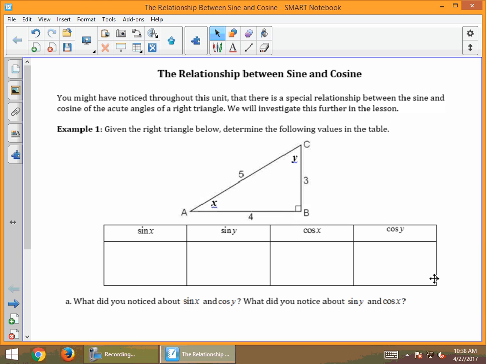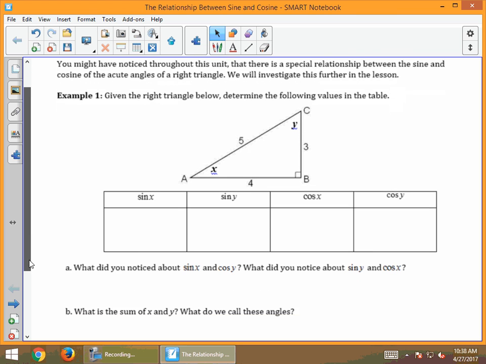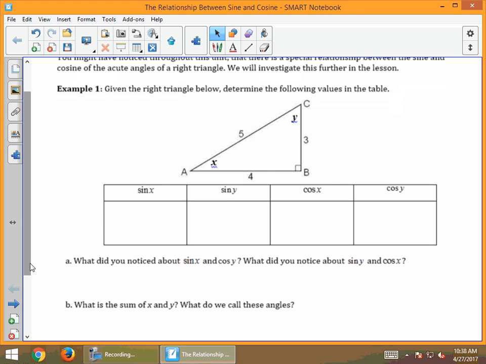So in the last section of this unit, we're going to look at the relationship between sine and cosine. And you might have kind of noticed it already, but we're going to dive into it and investigate it a little further in this lesson. So in this first example, we're given a right triangle below. We're going to determine the following values in the table.